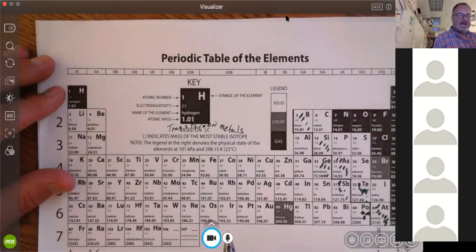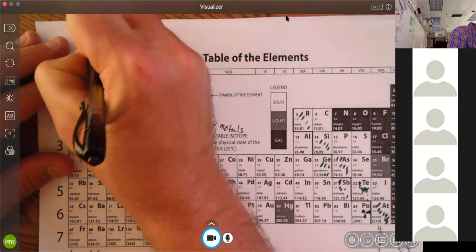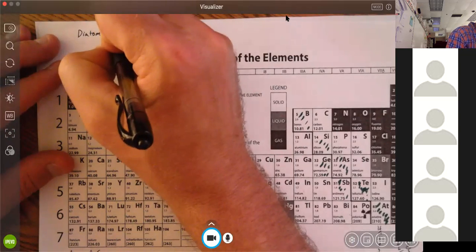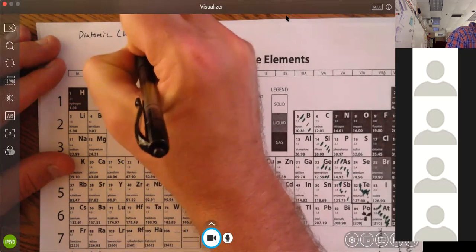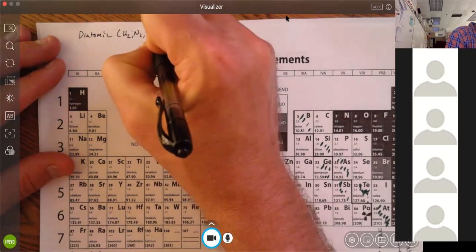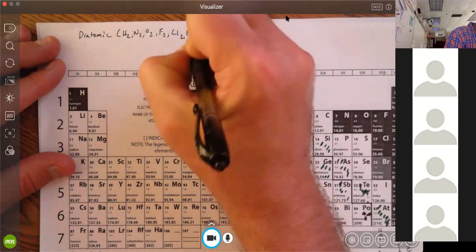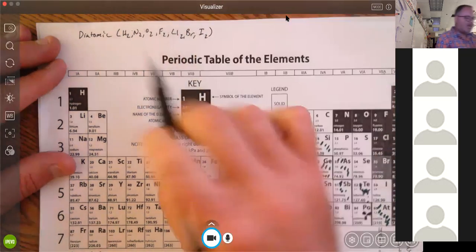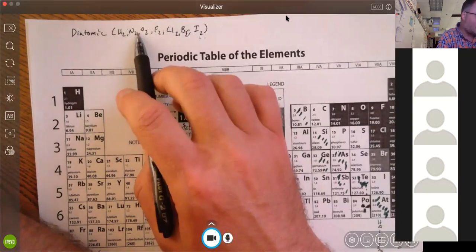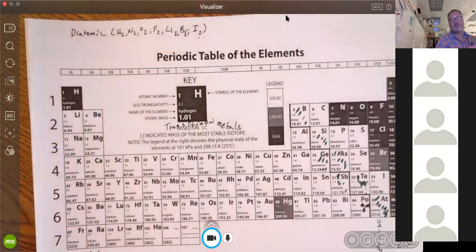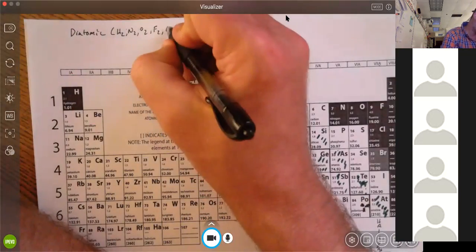Certain elements on here cannot exist as their self, so they are diatomic. They include hydrogen, nitrogen, oxygen, fluorine, chlorine, bromine, and iodine. These are the diatomic gases, so when they are gases, they don't exist as just one H atom or one N atom. They have to be bonded to another one. Otherwise, they won't be in their elemental form. They'll form other compounds. They're too reactive otherwise.